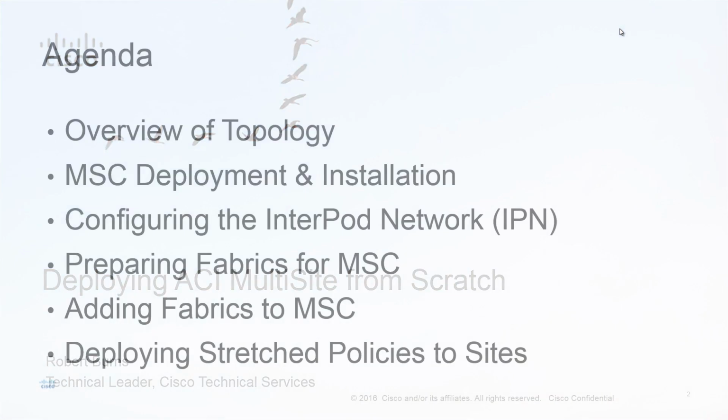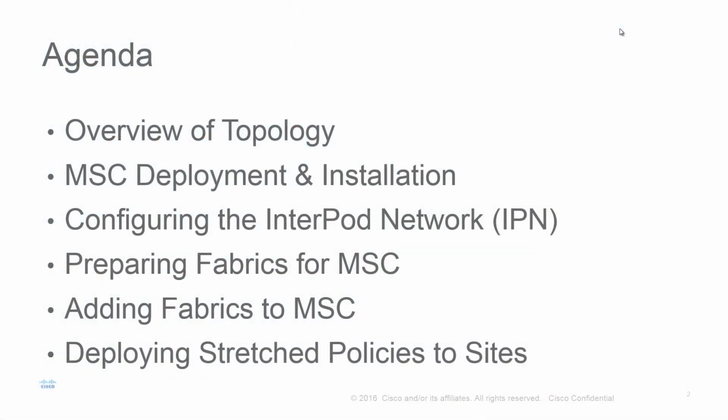What we're going to cover is, first, an overview of the topology of the two physical fabrics I'll be working with today. We'll talk about the IPN, how everything's connected, so we have a good understanding of what we're going to be working with. Next, we'll go into the actual deployment, deploying the OVA of the MSC VM, which is our controller, and we'll go through the installation process, do the configuration, and get everything set up.